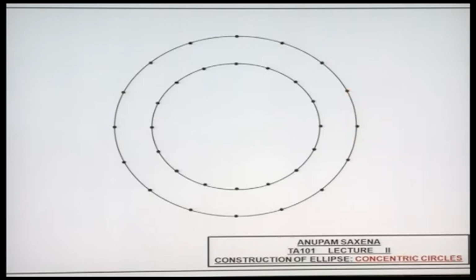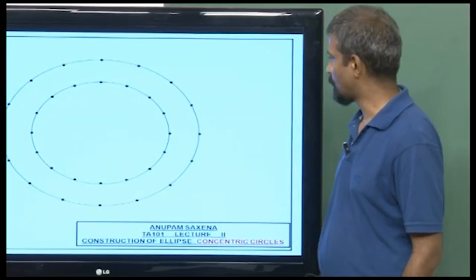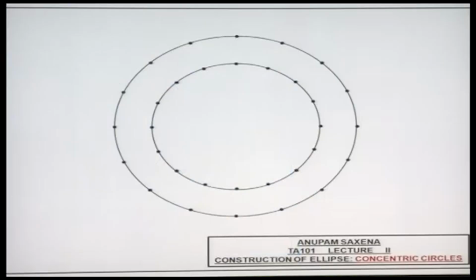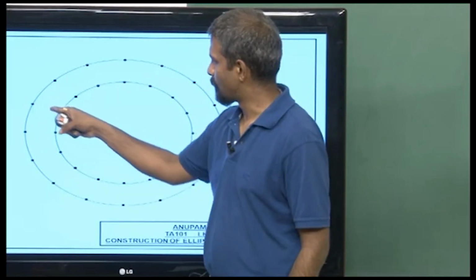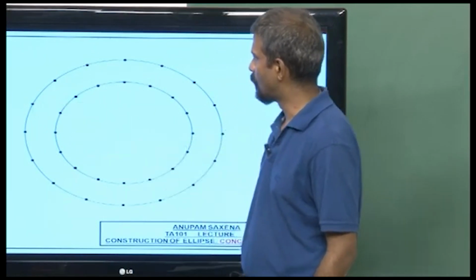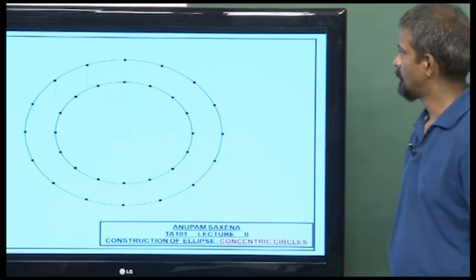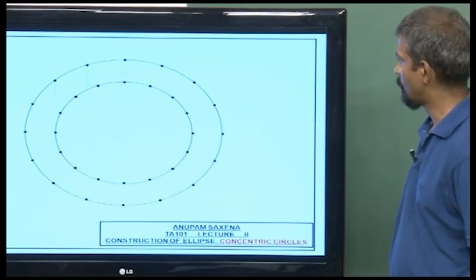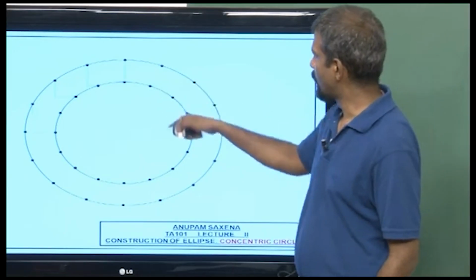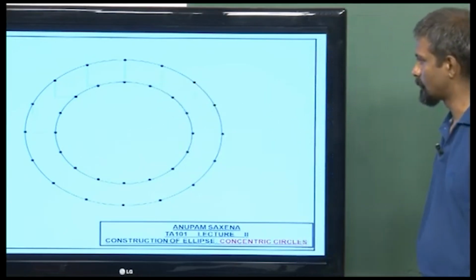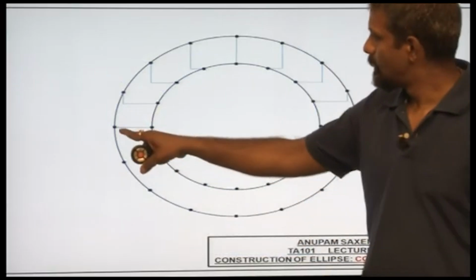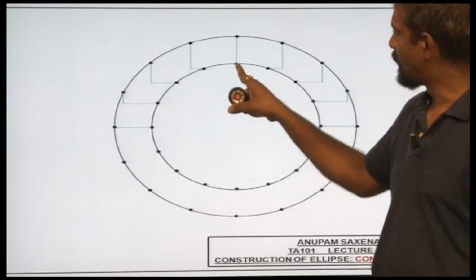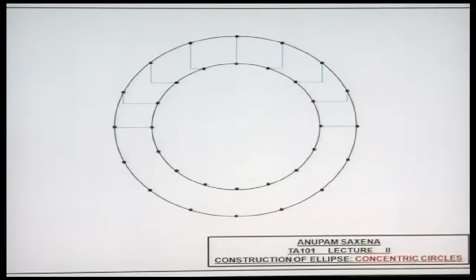From one of these points, draw a horizontal. From the corresponding points, draw a vertical, or vice versa. Let's see. So I draw horizontal from the inner circle and vertical from the outer circle. Corresponding points: over here, horizontal, vertical, horizontal, vertical, and so on, horizontal from the inner, vertical from the outer. Okay, and these points will essentially be lying on an ellipse.